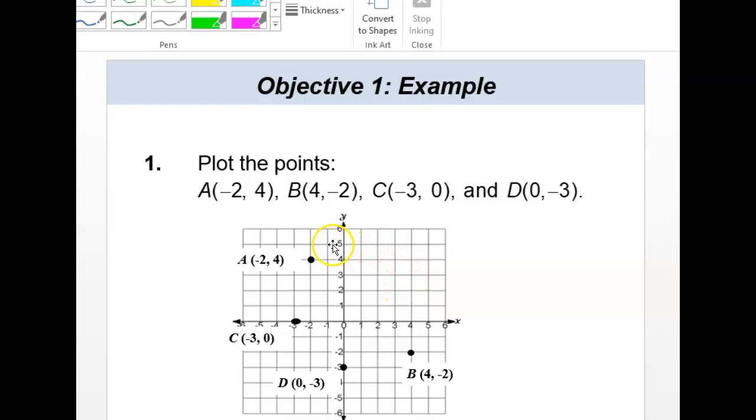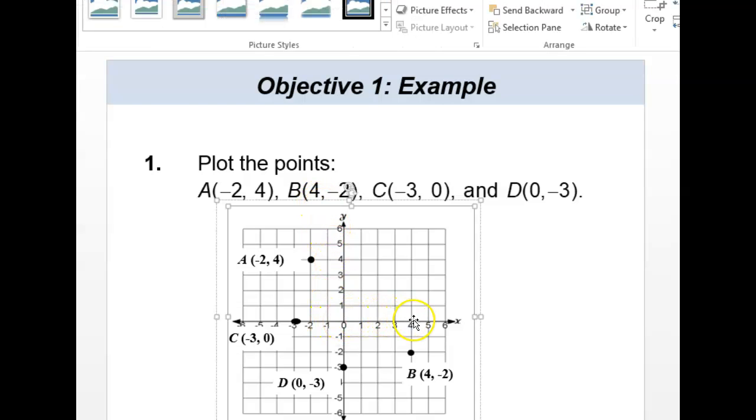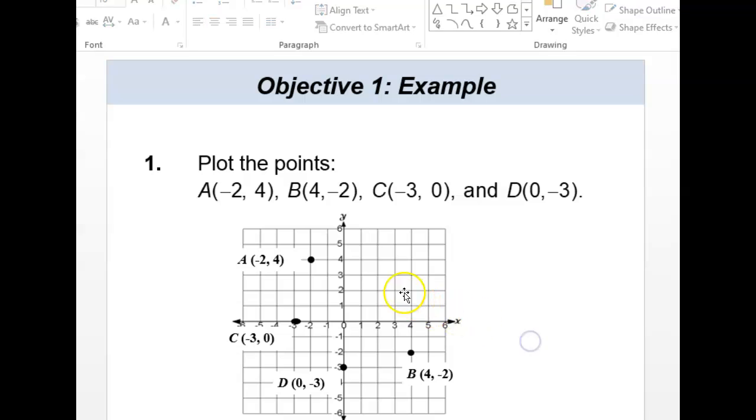Okay, so here are some points plotted. Look at the negative 2, 4. You went to the left 2 and then up to the 4. 4, negative 2: you start at the origin again. You go 4 and then down 2. And there's 4, negative 2.